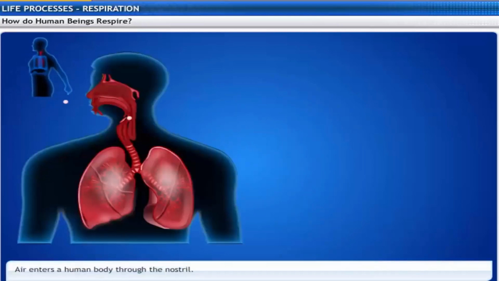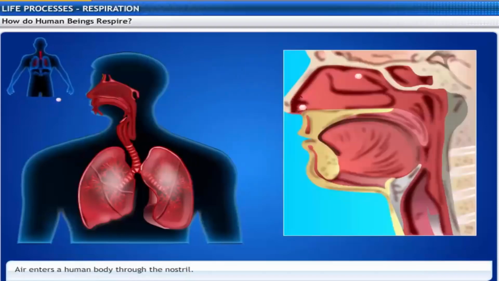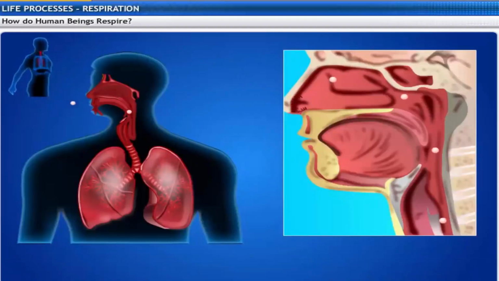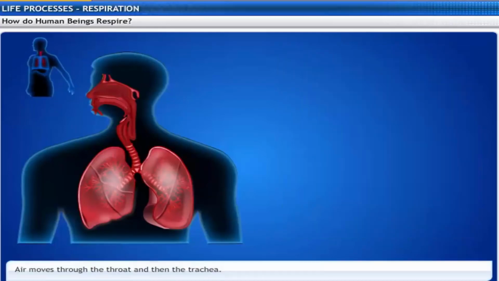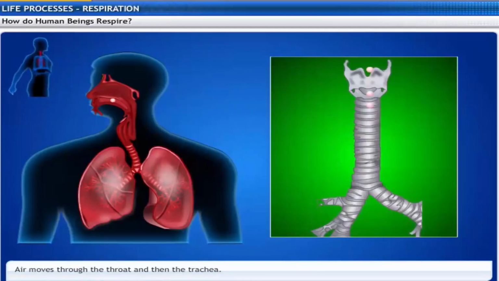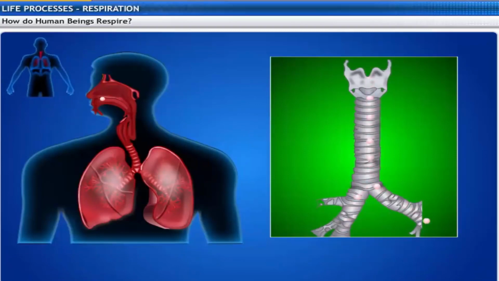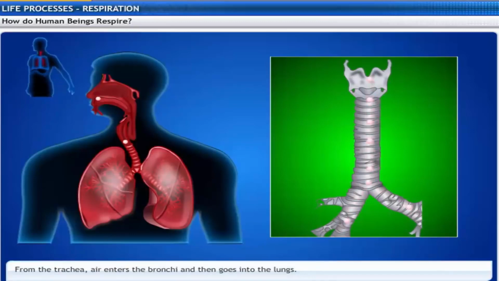In human beings, air is drawn into the body through the nostrils. Nostrils are lined with fine hairs and mucus that filter the air as it passes through. Next, the air travels through the throat and then moves through the rings of cartilage called the trachea. The trachea ensures that the air passage does not collapse. From here, the air passes through the bronchi before entering the lungs.